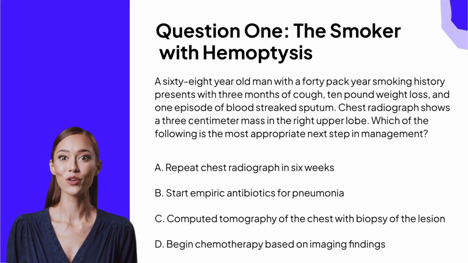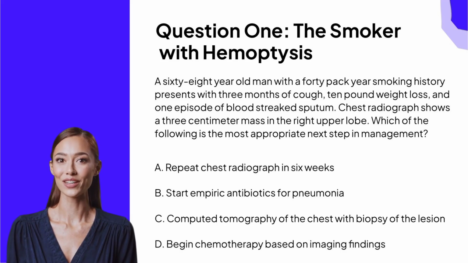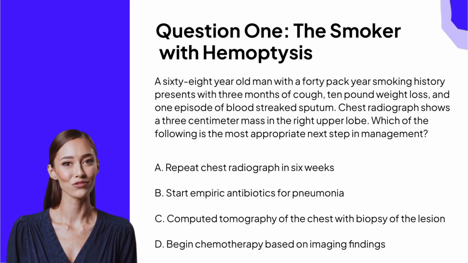A 68-year-old man, heavy smoker, 3 months of cough, 10 pounds of weight loss, and 1 episode of blood-streaked sputum. Chest radiograph shows a 3-centimeter mass in the right upper lobe. What is the next step? Take a moment to pick your answer from A, B, C, or D before we walk through it.